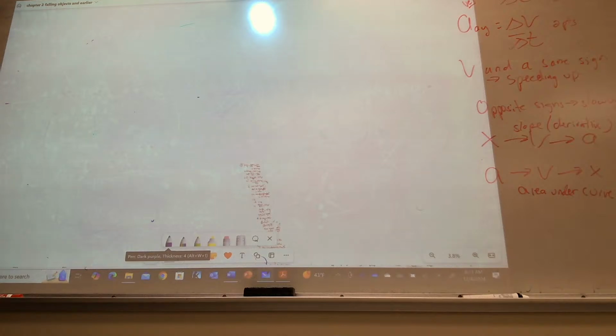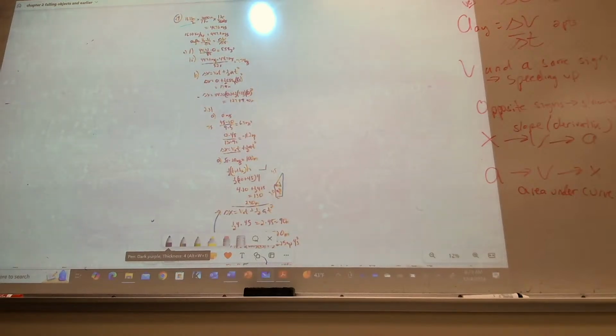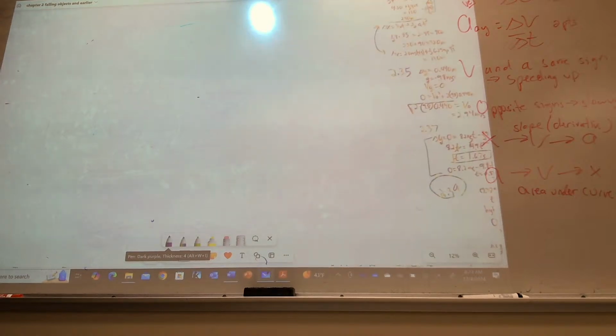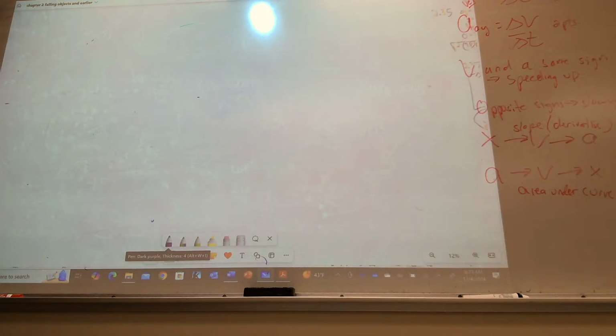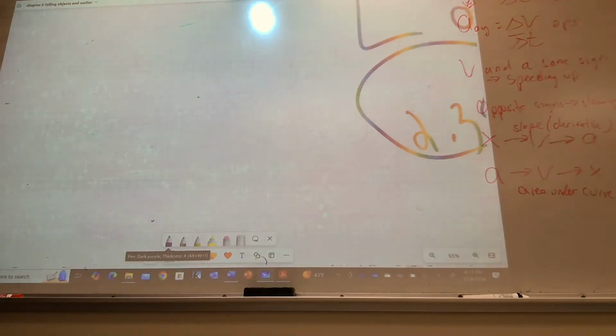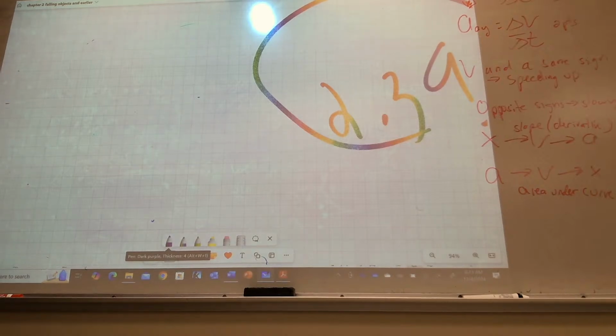So let's start with 35. Let's start with 37. That's a 1 dot problem. Violet, could you please read 37? A jumping person throws a bowling pin straight up with an initial speed of 8.2 meters per second. How much time elapses until the bowling pin returns to the person's hand?